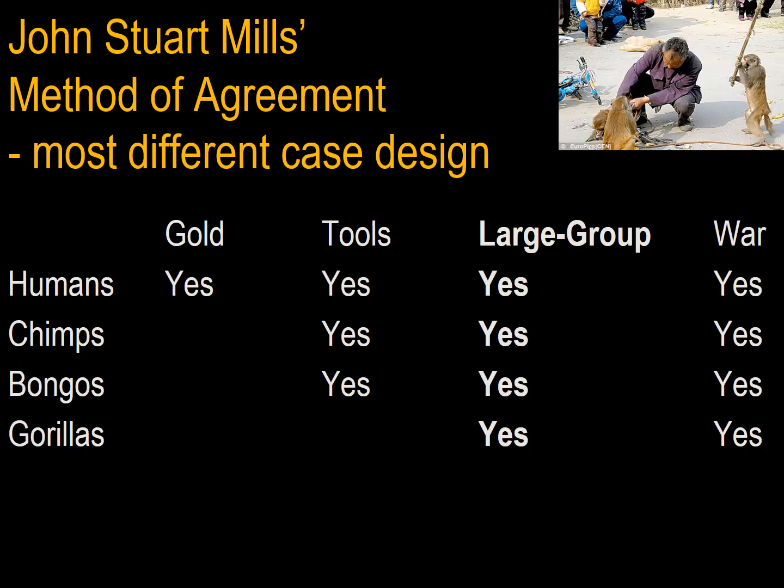Here's another application of John Stuart Mill's method of agreement. You can see who goes to war for what reason? Humans go to war for gold. Humans, chimps, and bongos go to war for tools. But all of them go to war when there's overpopulation, when you have a large group. And so we assume that having a large group is the cause of war. In the picture up there, you can see a monkey attacking a human with a stick.